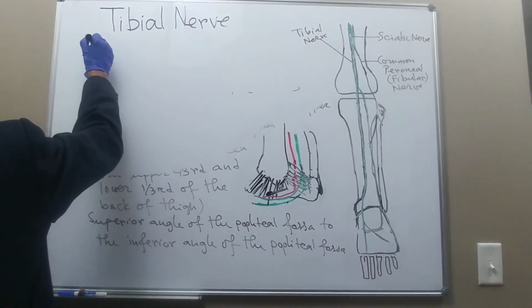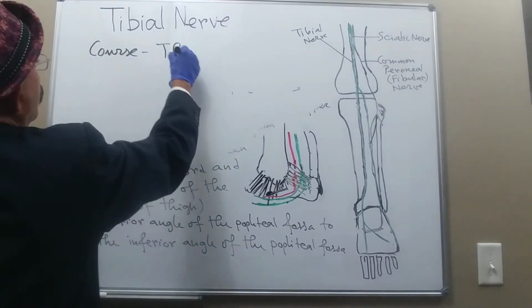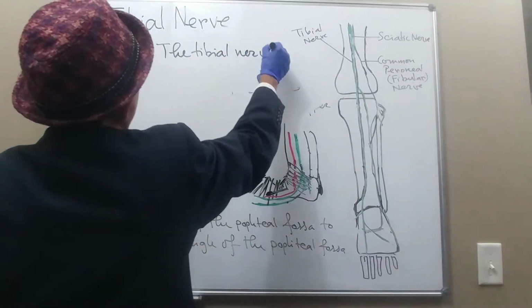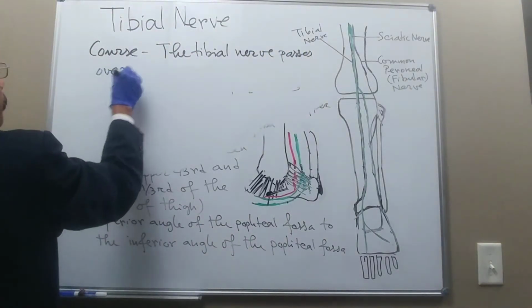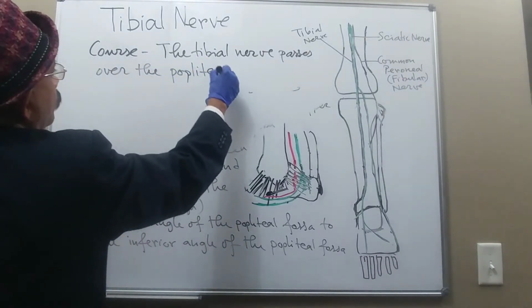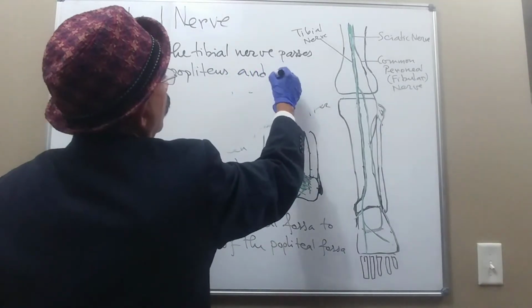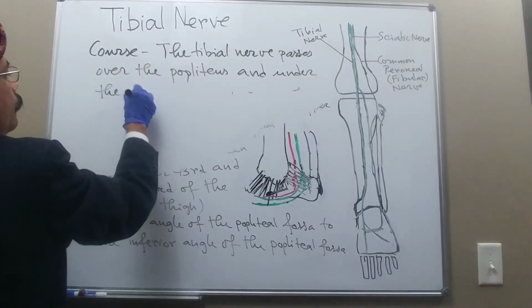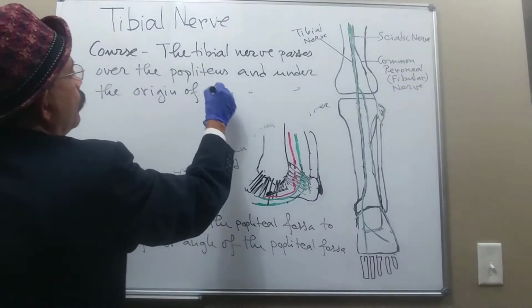Still in the course, the tibial nerve passes over the popliteus and under the origin of the soleus muscle.